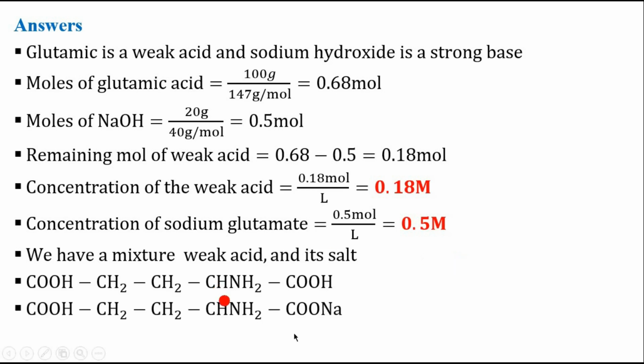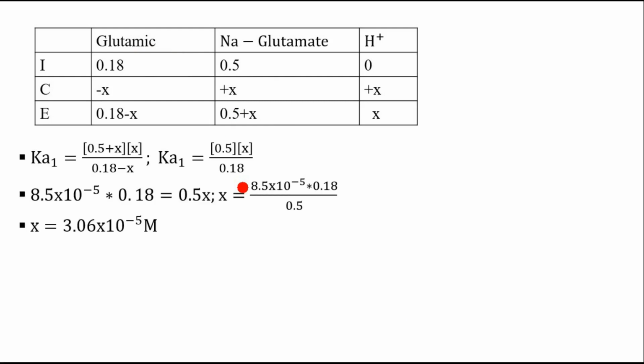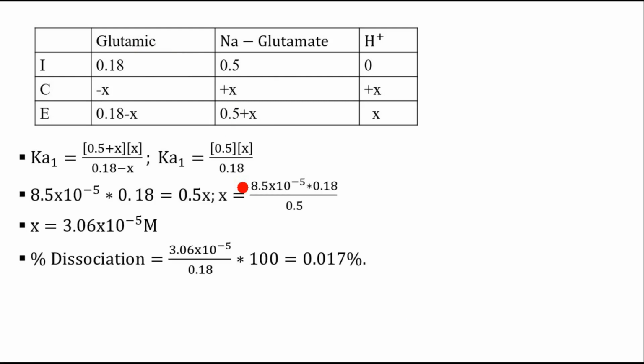After getting this, you can use the ICE table. We have glutamic acid and its salt. Then we determine the X, and we do the same as we did before. We obtain the percent dissociation. You get X equal to 3.06 times 10⁻⁵, and this will be the pH. It will be 7.51.